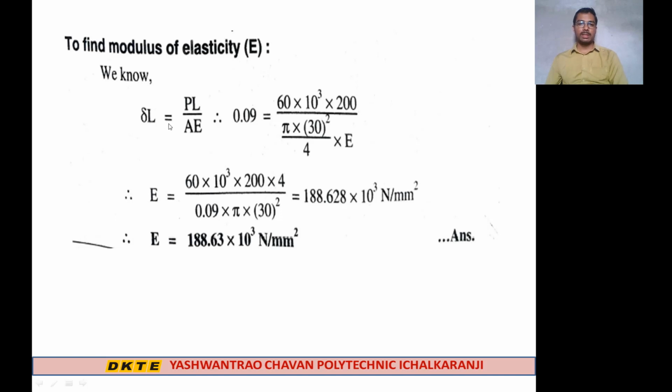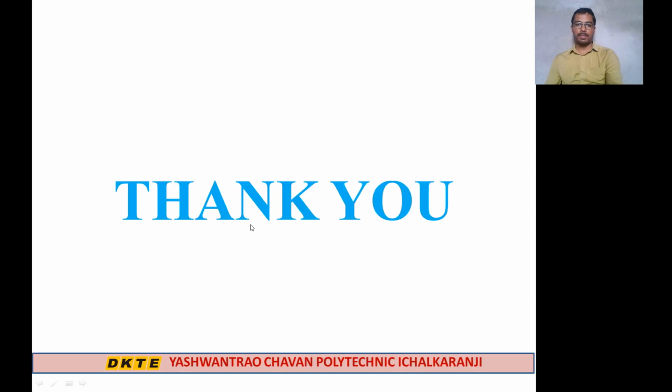And the modulus of elasticity: we know that delta L, that is change in length, is equal to PL upon AE. Delta L is given 0.09. Put the value of P, value of L, A is equal to pi by 4 d square, and E. E is the only unknown. After solving this equation, we will get E is equal to 188.628 into 10 raised to 3 Newton per millimeter square. Thank you.